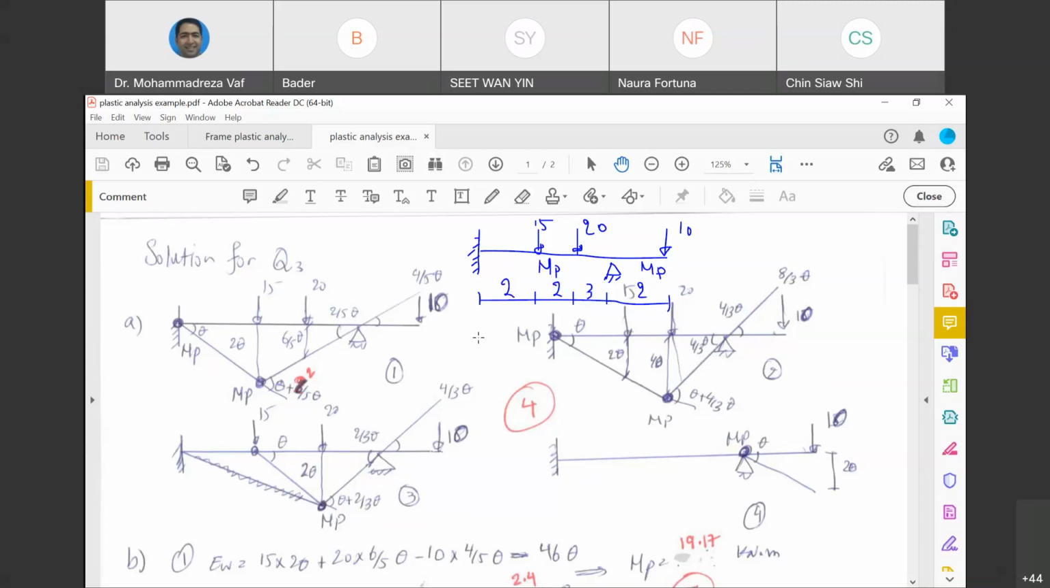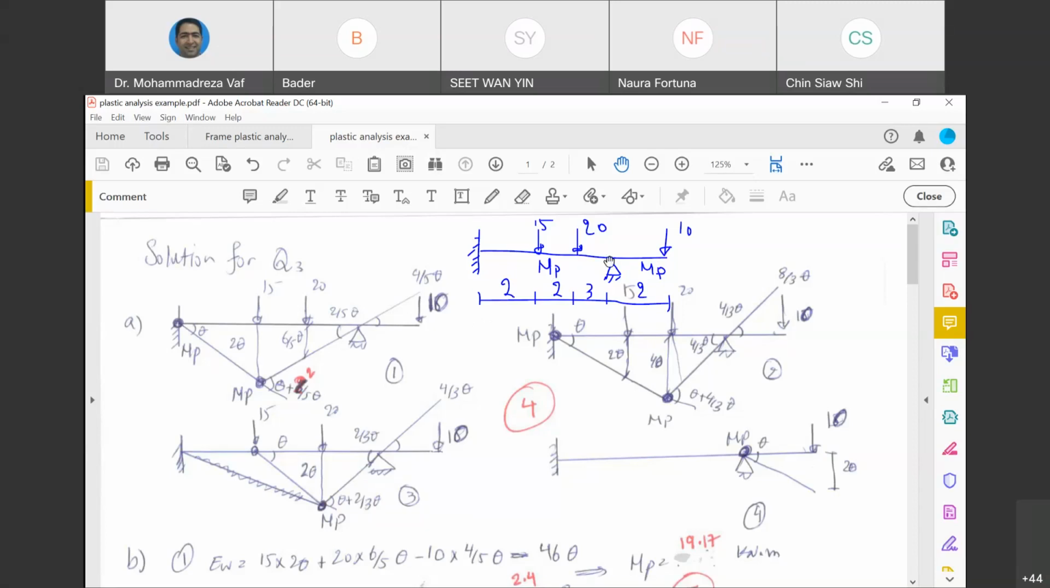So the question first, normally in the exam, the first thing that we ask is to determine the number of collapse mechanisms that can occur. So this is something that you need to basically draw a diagram for it. The number of collapse mechanisms that can occur.